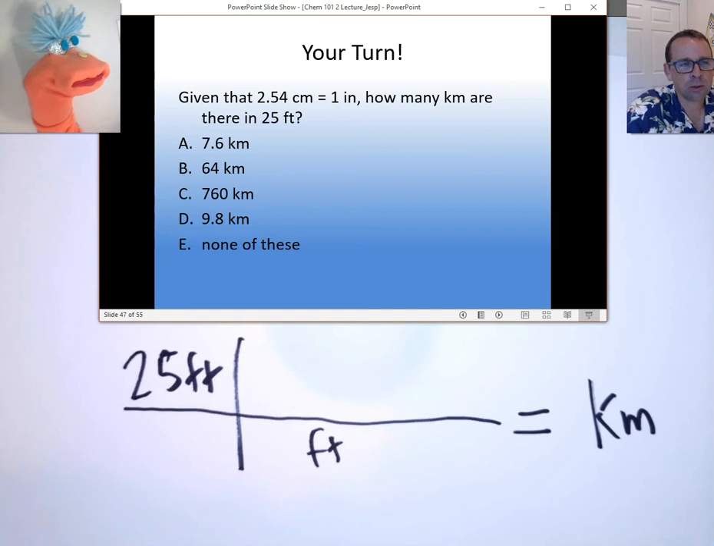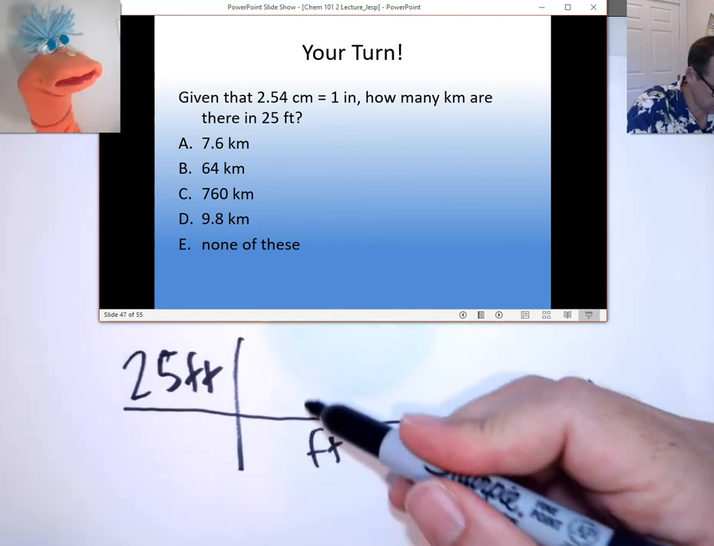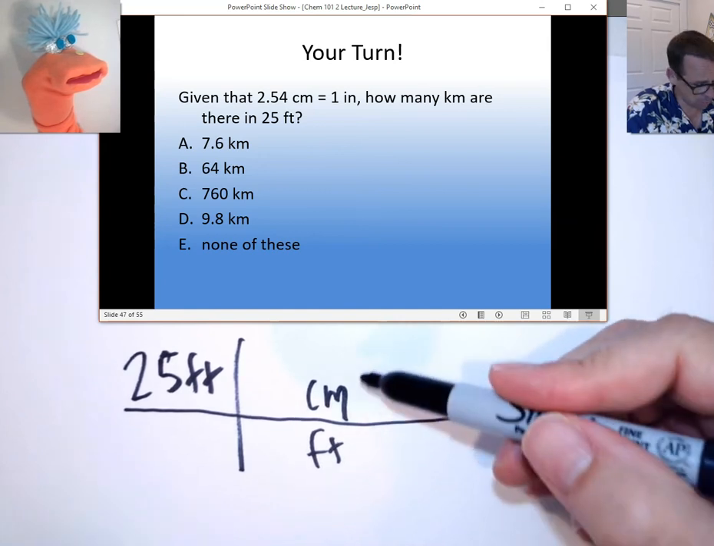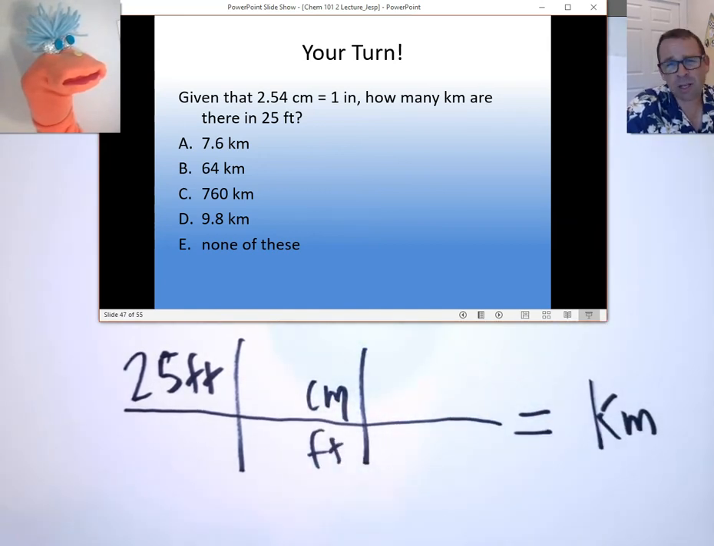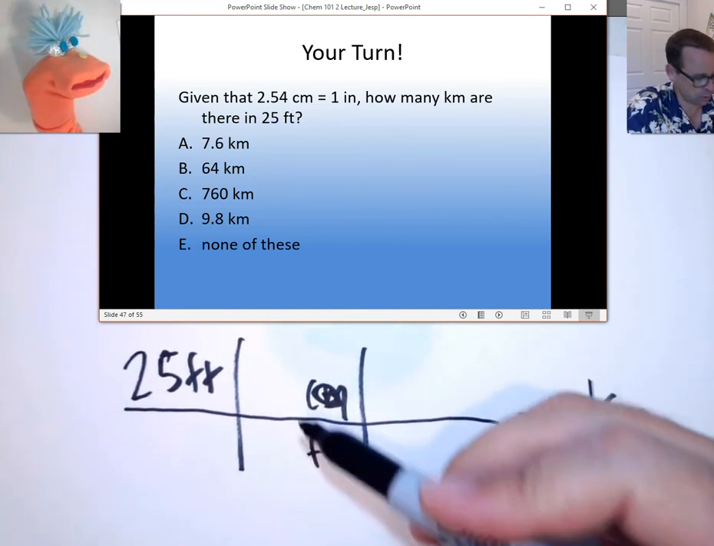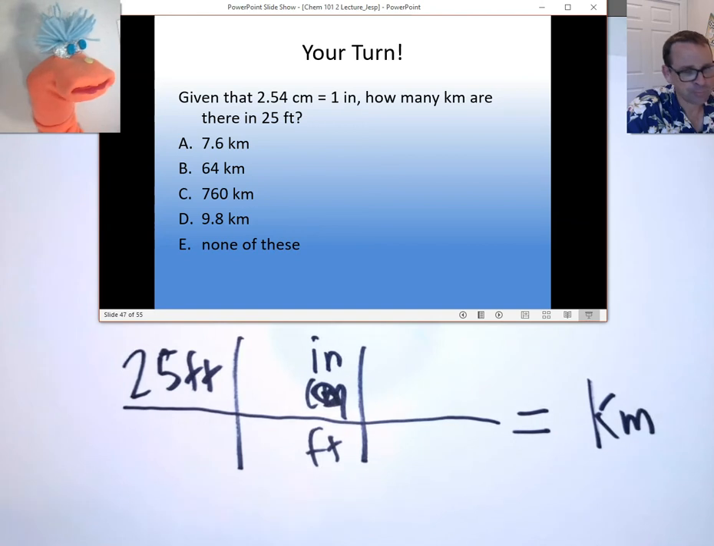And where are we going to go? Do you know kilometers to feet? No. But they gave us centimeters. Yeah, let's just go to centimeters. And you know what? If you're wrong, you just start over. So it's not a big whoop. It's just a tiny whoop. So how many centimeters per feet? No, they didn't give us feet to centimeters. Oh, what did they give us? They gave us centimeters to inches, so we got to go to inches first. Okay, inches. Then what?